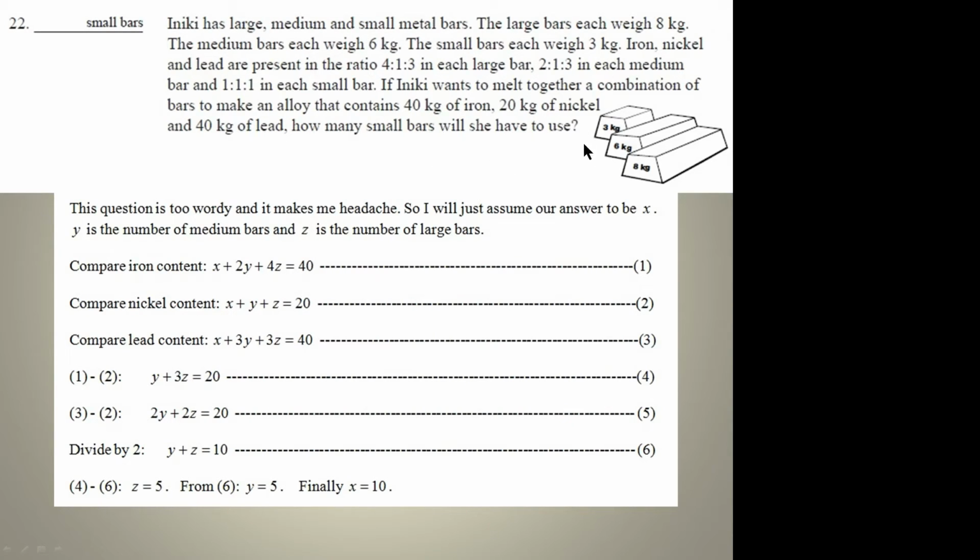Okay, that's good here. So that means we will see the total amount of lead. Okay, well, 40 kilograms of lead. x here, you have 1 kilogram of lead in here. x bars, and you have y medium bars, and each one you have 3 kilograms of lead. So 3 times y. You have z large bars, and each one you have what? 3 kilograms of lead. So 3 times z will be the total amount of lead.